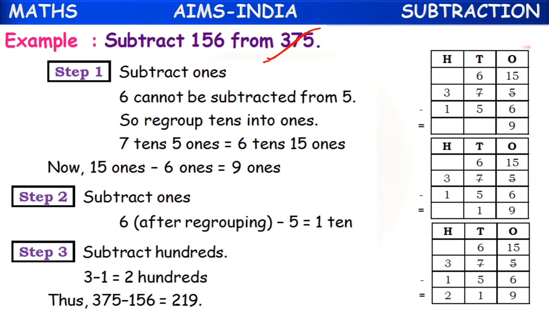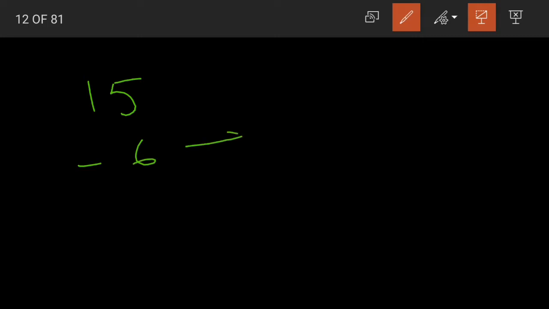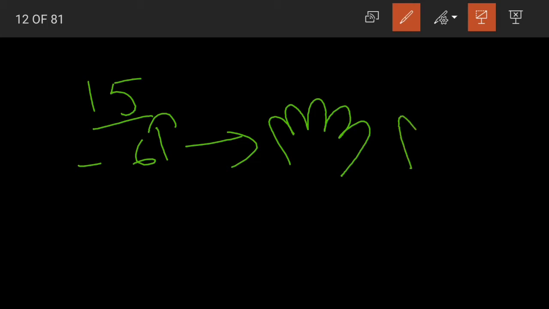See children, we do not have 15 fingers on our hand to open and then close. So what we'll do for 15 minus 6, we can start counting from 6. For every number we count, you open a finger. From 6 we need to count till we get 15. After 6 we have 7, 8, 9, 10, 11, 12, 13, 14, 15.